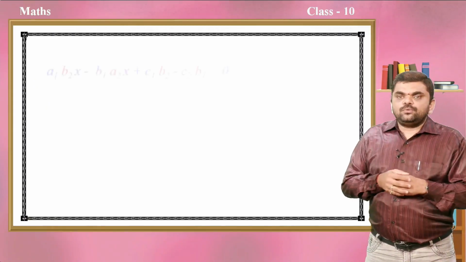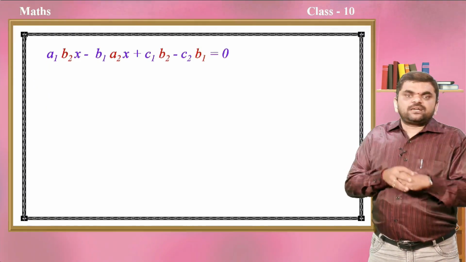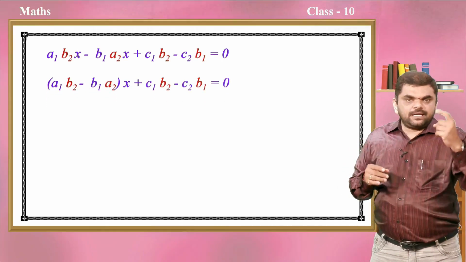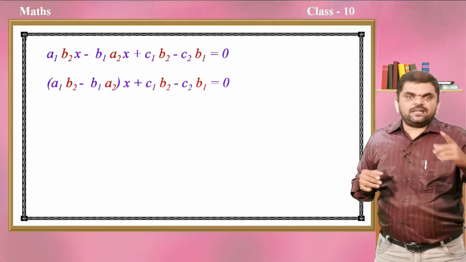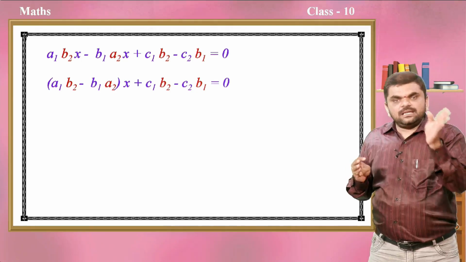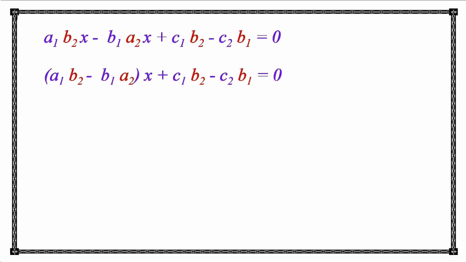Now what we do? Take out the common factor x. By taking the common factor x, we will get (a1b2 minus b1a2) into x plus c1b2 minus c2b1 is equal to 0. Now transfer this constant to the right side, that is RHS. We will get (a1b2 minus b1a2) x is equal to c2b1 minus c1b2.